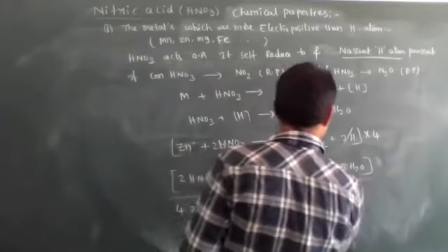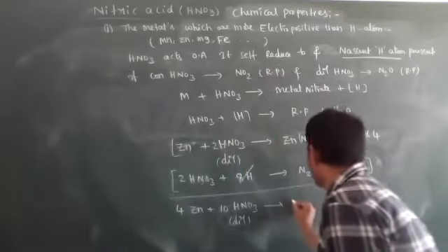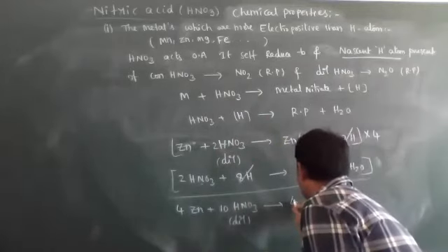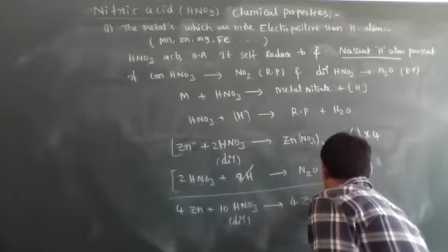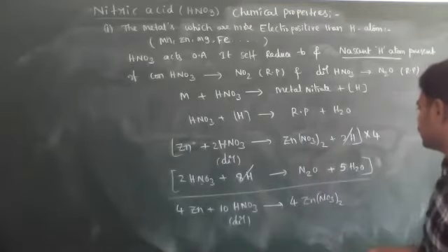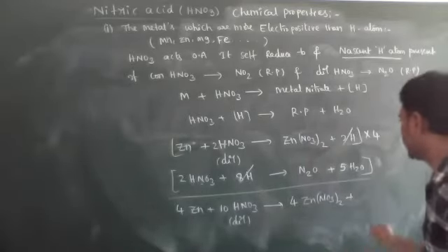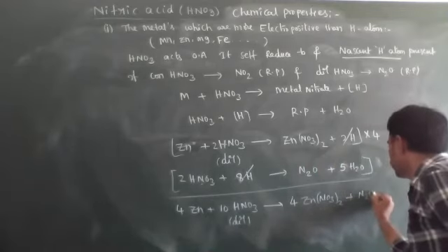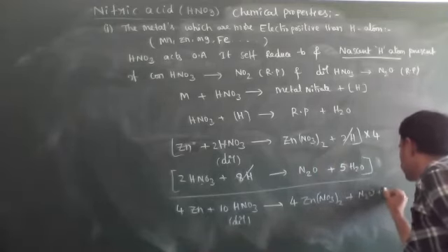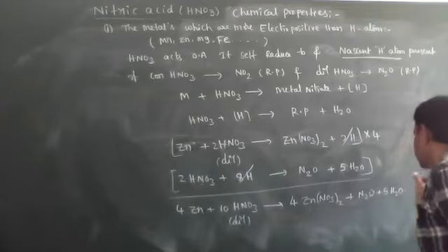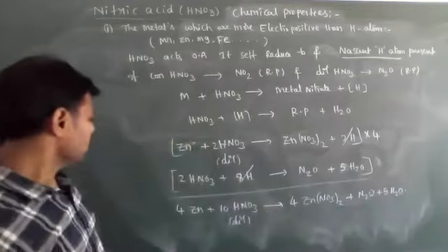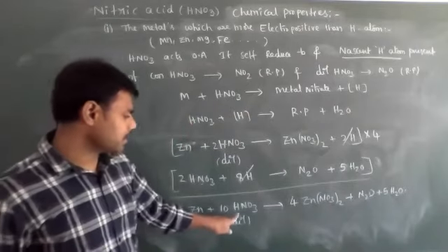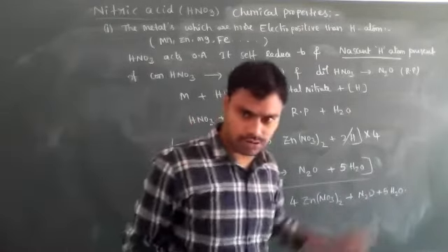This nascent hydrogen should cancel. It forms 4 moles of zinc nitrate, 4 moles of zinc nitrate plus N2O plus 5H2O. So this is the equation. So in the dilute HNO3, HNO3 is converted into N2O.